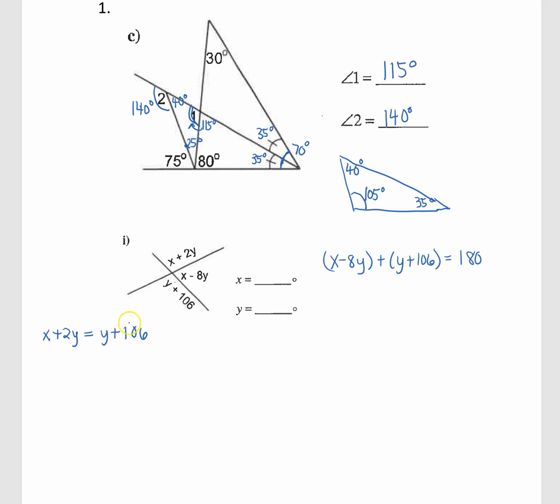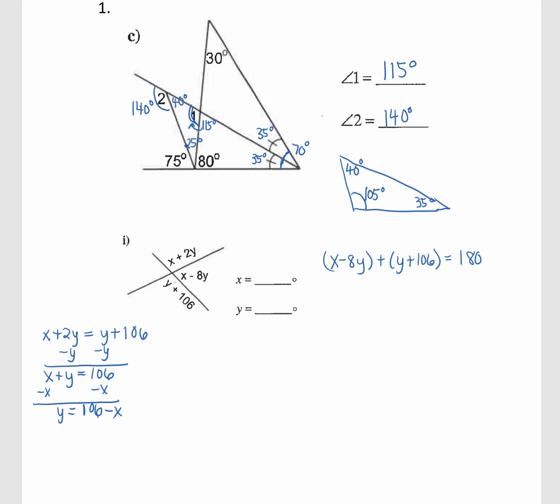First thing I want to do is go to this equation, and I'm going to combine like terms and solve for one of my variables. So I'm going to subtract y on both sides of my equation. It gives me x plus y equals 106. And I think I'm going to solve for y in this case, but you can do it either way. You should still get the same answers for the two variables. So I'm going to subtract x on both sides so that I get y equals 106 minus x.